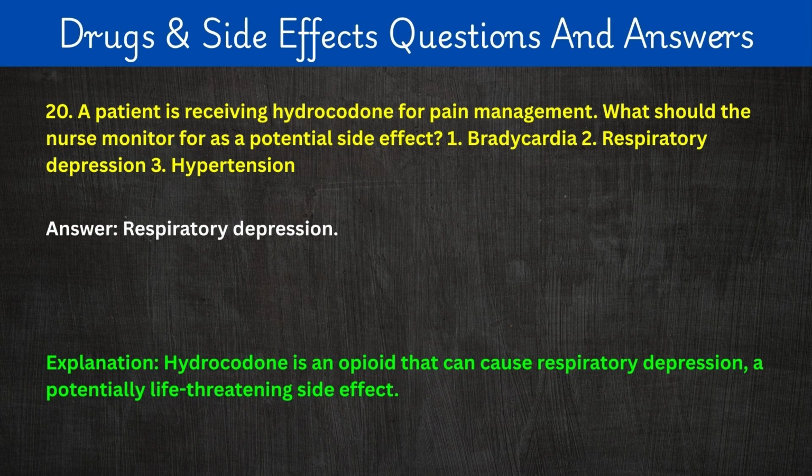20. A patient is receiving hydrocodone for pain management. What should the nurse monitor for as a potential side effect? 1. Bradycardia. 2. Respiratory depression. 3. Hypertension. Answer: respiratory depression. Explanation: hydrocodone is an opioid that can cause respiratory depression, a potentially life-threatening side effect.